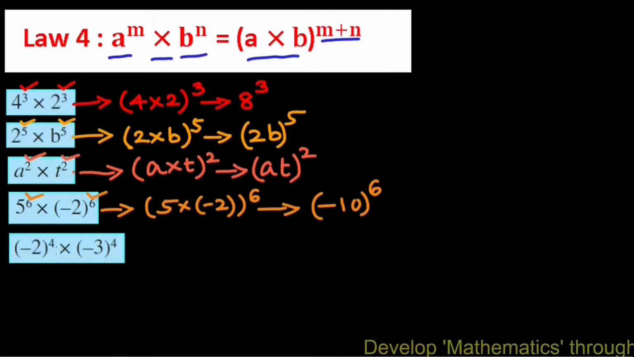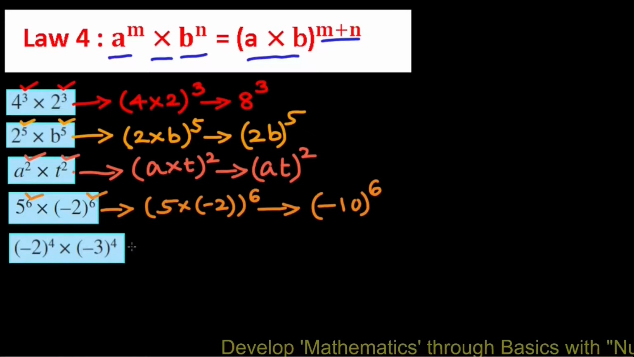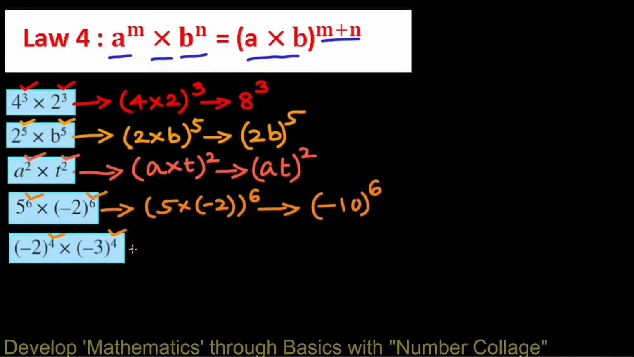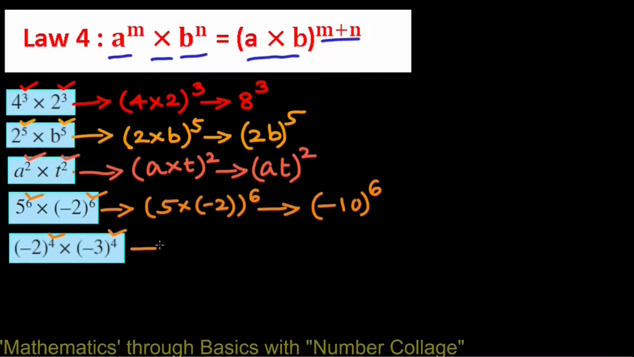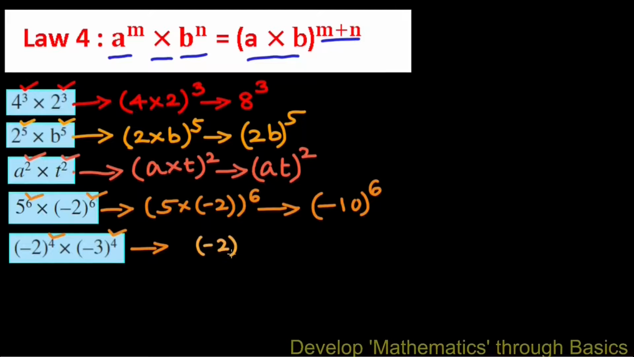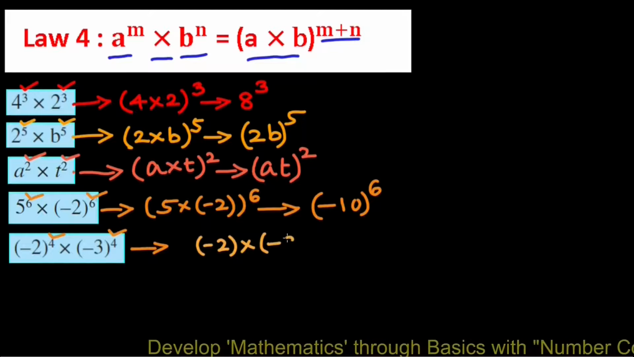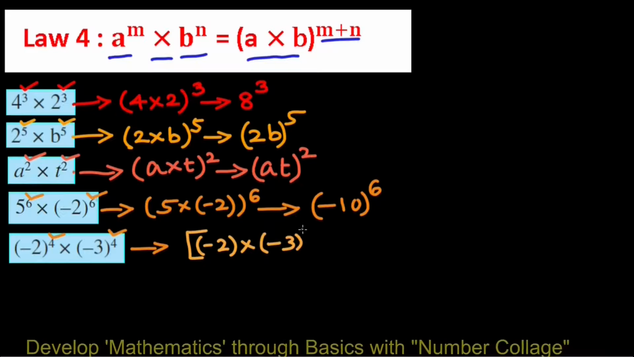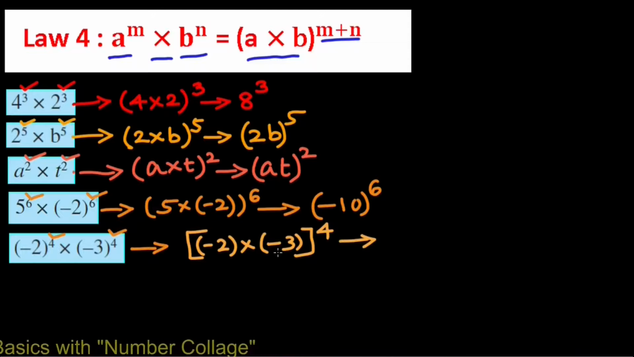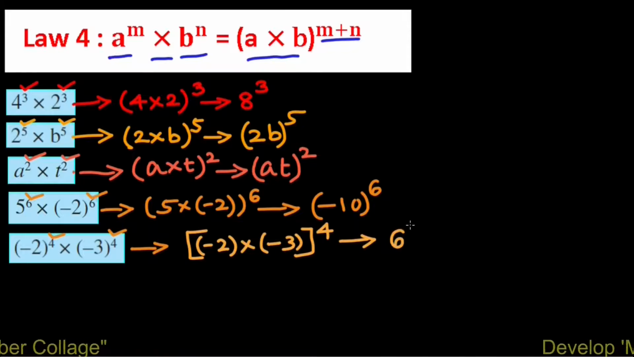Minus 2 raised to 4 multiplied by minus 3 raised to 4. Here the exponent is the same, whereas the bases are different. So we will take the product of minus 2 and minus 3 and then raise this product to 4. So that will give us minus times minus is plus, 3 twos are 6. So it will be 6 raised to 4.